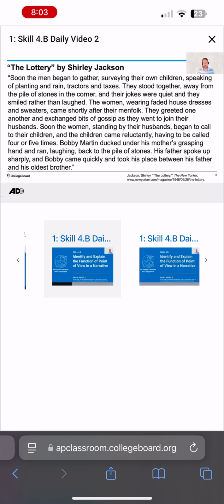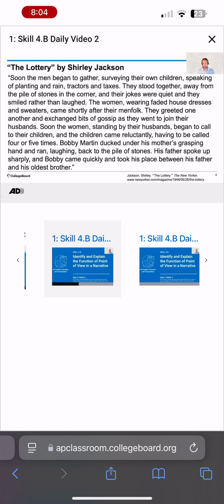Soon the men began to gather, surveying their own children, speaking of planting and rain, tractors and taxes. They stood together, away from the pile of stones in the corner, and their jokes were quiet, and they smiled rather than laughed. The women, wearing faded house dresses and sweaters, came shortly after their menfolk. They greeted one another and exchanged bits of gossip as they went to join their husbands. Soon the women, standing by their husbands, began to call their children, and the children came reluctantly, having to be called 4 or 5 times.